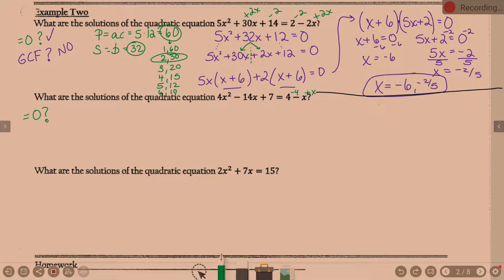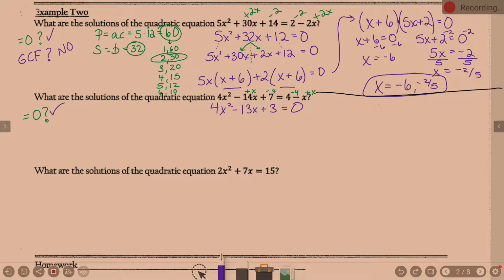We're going to subtract 4, which means I'm subtracting 4 from 7. It's a minus x, so I'm going to add x. I'm adding 1x to the negative 14x. Okay. Let's rewrite what we have. Still going to have 4x squared minus 14x plus 1x. Minus 14 plus 1 is minus 13x. Plus 7 minus 4 is plus 3 equals 0. That beautiful 0 we need.